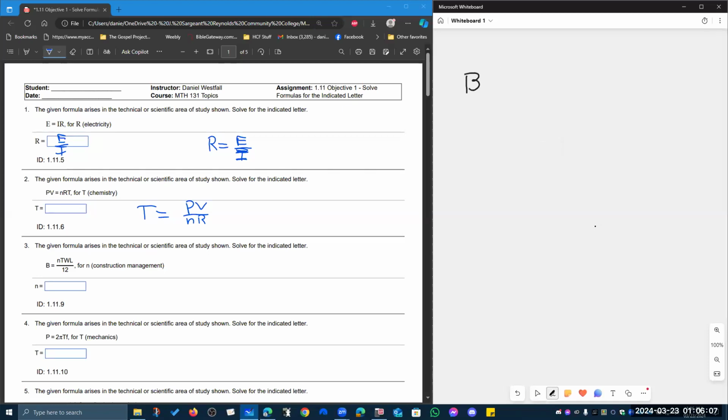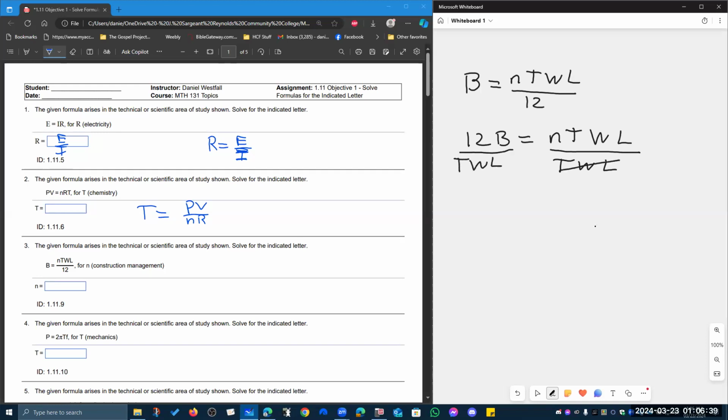Next one is capital B is equal to lowercase n, capital T, capital W, capital L over 12. We want to solve for lowercase n. First thing that I'm going to do is multiply both sides by 12. So 12B equals lowercase n, capital T, capital W, capital L. And to solve for n, I'm going to divide both sides by capital T, capital W, and capital L. So n is equal to 12B divided by capital T, capital W, capital L.